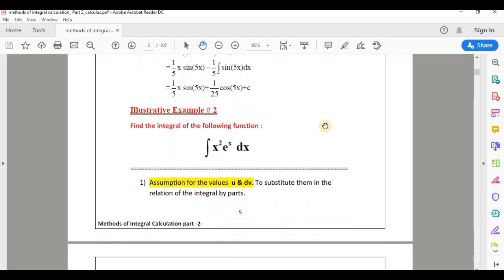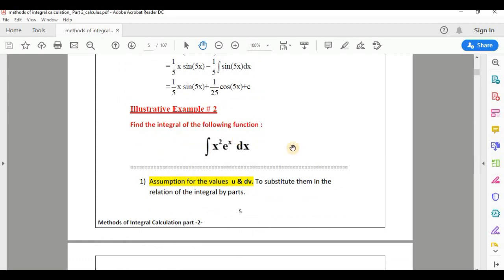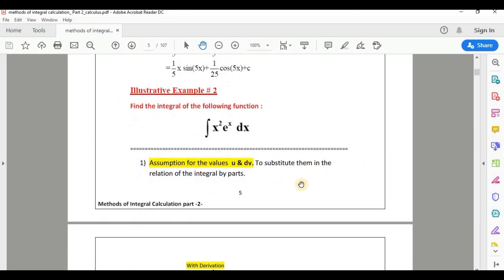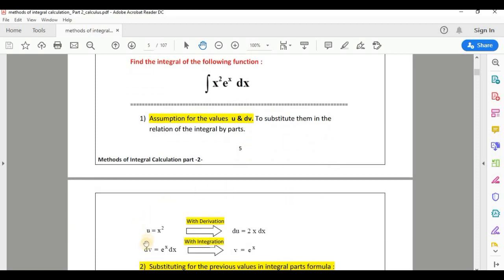Let's see another example. Find the integral of the following function. We will follow the same steps. The first step, assumption for the values u and dv, to substitute them in the relation of the integration by parts. What will we do? We will assume u to be x to the power 2. This one will be u. And this part we will assume as dv.